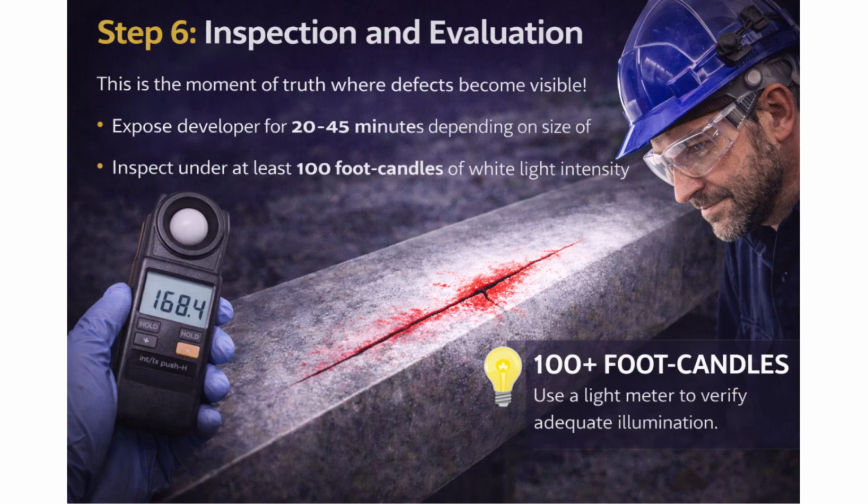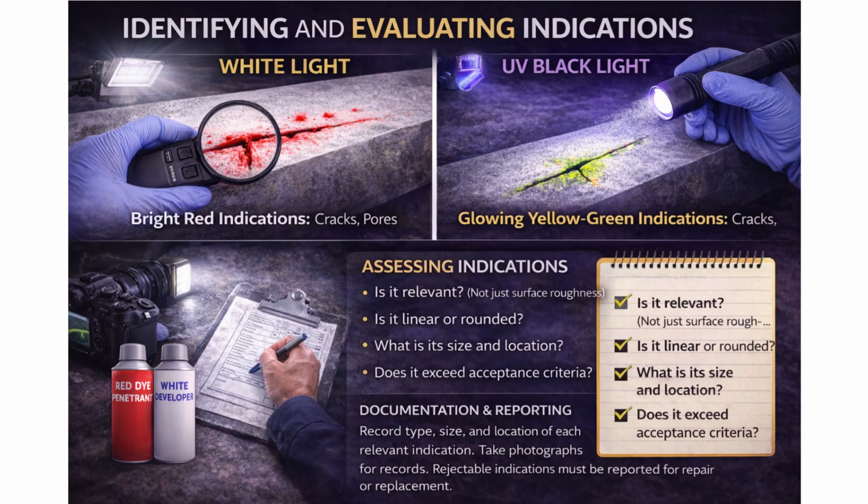For visible dye penetrants, you inspect under good white light. The standard requires at least 100-foot candles of light intensity on the surface. Inspectors often use light meters to verify this. What you're looking for are bright red indications bleeding through the white developer. These appear as lines for cracks or dots for pores and pits. For fluorescent penetrants, inspection is performed in a darkened area with high-intensity UV black light. The defects glow brilliantly yellow-green against the dark background, making even the tiniest cracks visible.